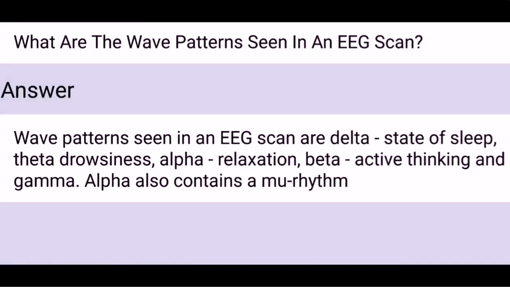What are the wave patterns seen in an EEG scan? Wave patterns seen in an EEG scan are delta, state of sleep; theta, drowsiness; alpha, relaxation; beta, active thinking; and gamma. Alpha also contains a mu rhythm.